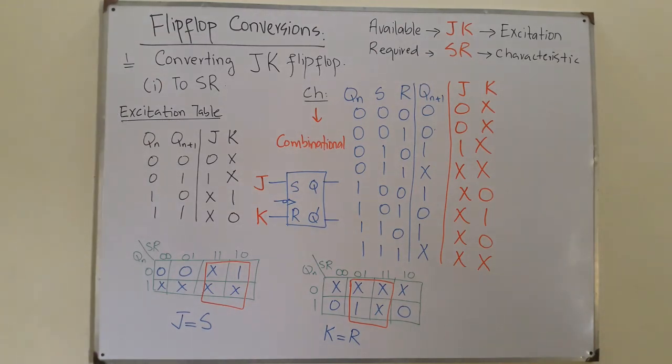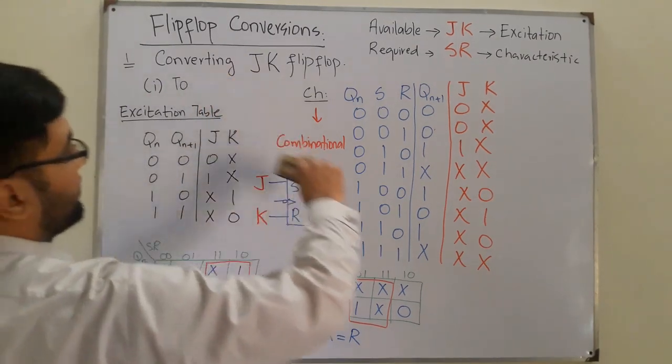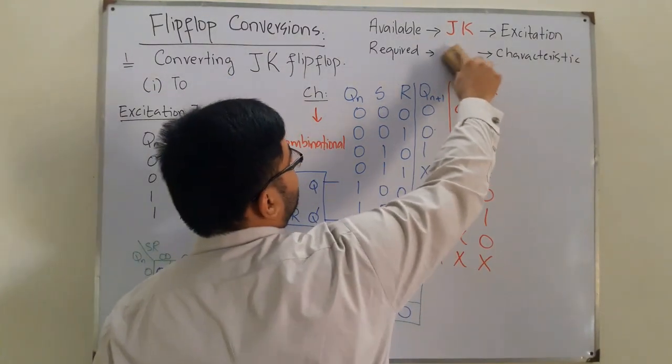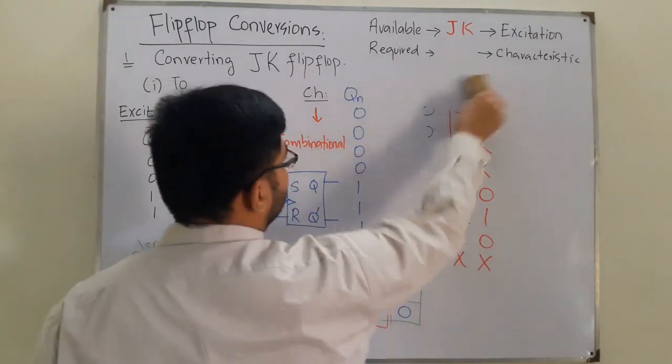The next in order is converting JK flip-flop to, let's say, D flip-flop. So for that we have to remove all of this.